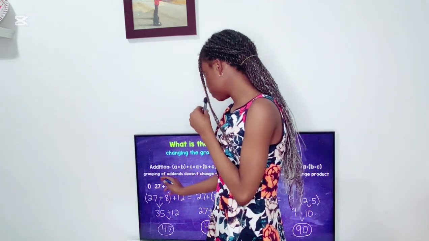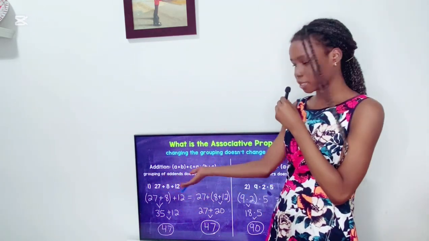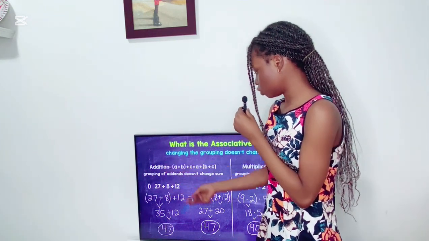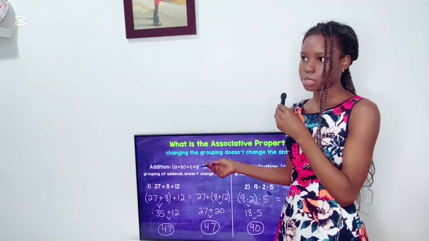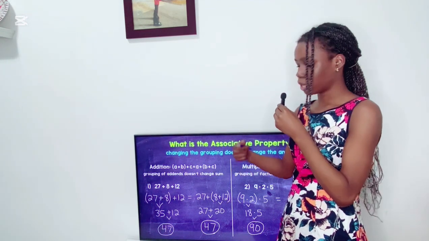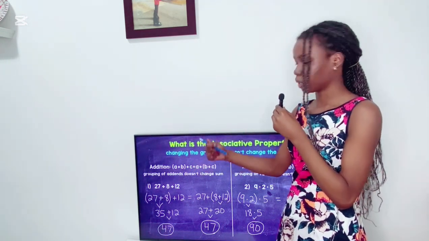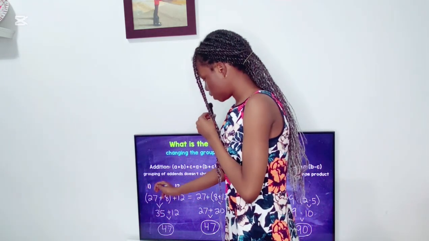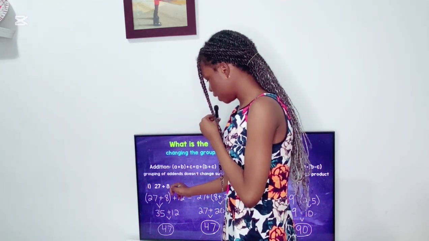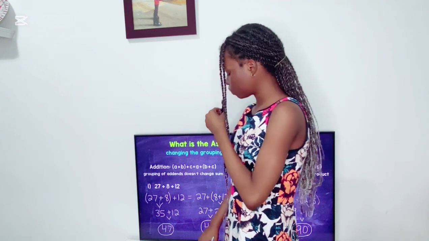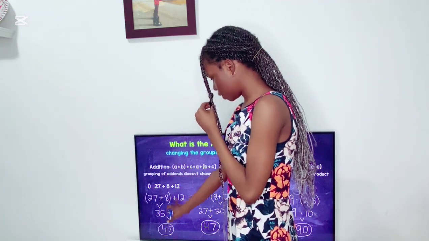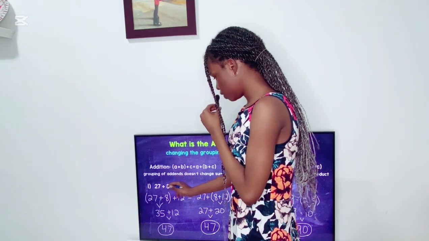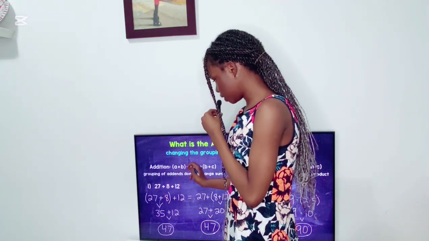So grouping of addends doesn't change the sum. The grouping of the addends, which basically means addition, doesn't change the sum, which is the answer you get for doing addition. For number one, it says 27 plus 8 plus 12. Let's do it this way. 27 is A, plus 8. 8 is B. So we're going to take these two first.